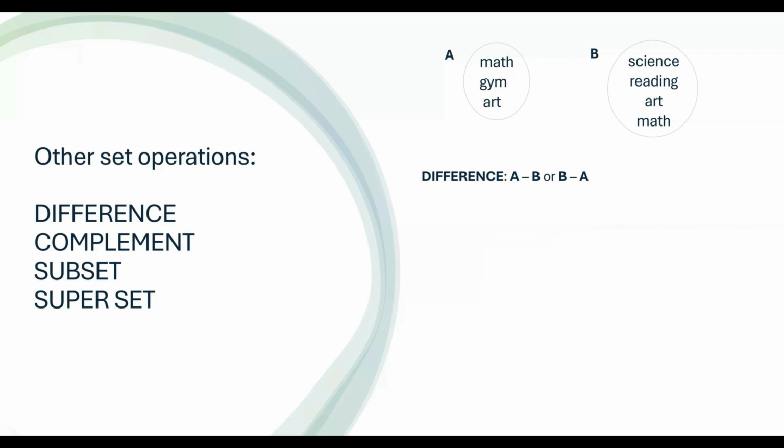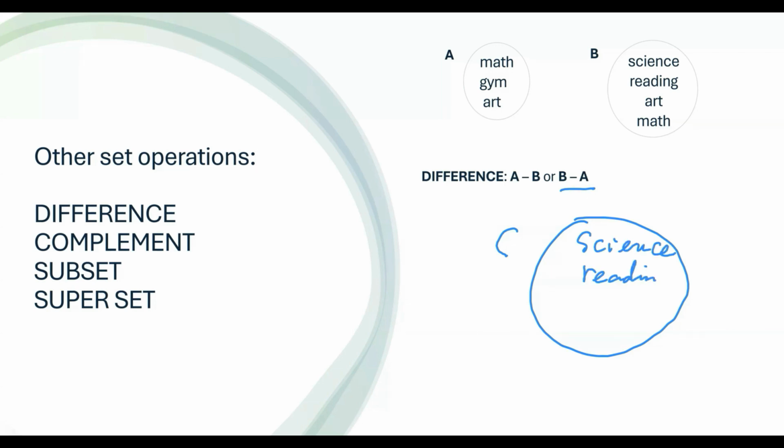But if you do the other way, now this time if you look at B take away A, you have to start with set B. So science, reading, art, and math. Now everything you see in A that also appears in B, you have to take that away. So math, we take that away. Art, we take that away. So the difference, B take away A, gives you the set C that has science and reading.